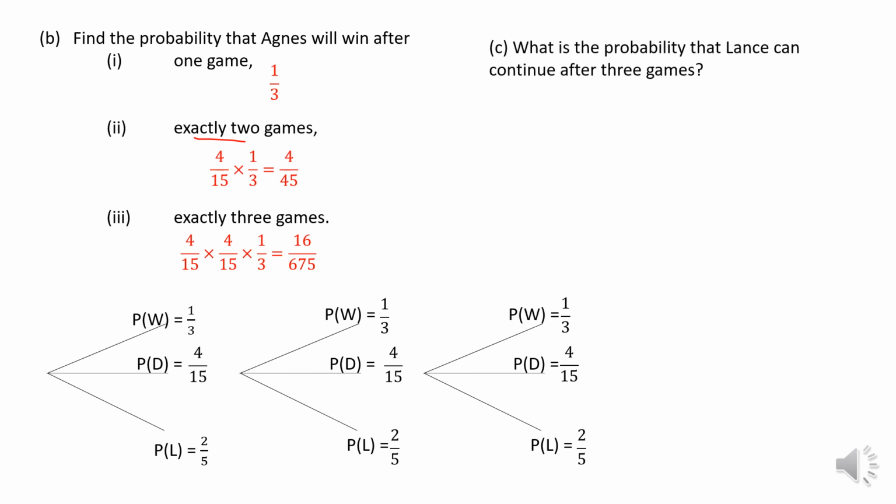Right, so there's a C part to this question. It says, what is the probability that Lance, somebody else now, can continue after three games? And here's the catch. It says can continue after three games. That means he draws game number one, he draws game number two, and he draws game number three. So it's that 4/15 essentially that must be multiplied by itself, or you cube it, or you can write it out like that. Either way, you should get 64 over 3,375. Please write them as fractions. It's far more accurate than trying to write them as decimals.